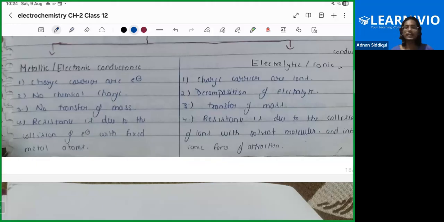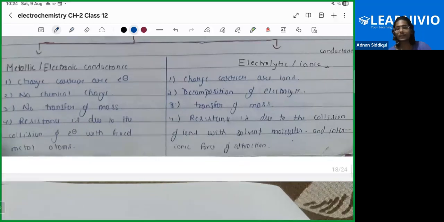The fourth point is resistance. In metallic conductor, resistance is due to the collision of electrons with fixed metal atoms. The electrons are moving inside the metal, and metal has its own atoms. So the collision between your electron and metal's own atom is causing the resistance. But in your electrolytic solution, what is the cause of resistance? Resistance is due to the collision of ions with solvent molecules and interionic forces of attraction. You have your ions, which are causing the electricity, and your solvent, in which your ions are traveling, has its own atoms basically. So solvent molecules and your ions are getting collided, and this is the reason of what?